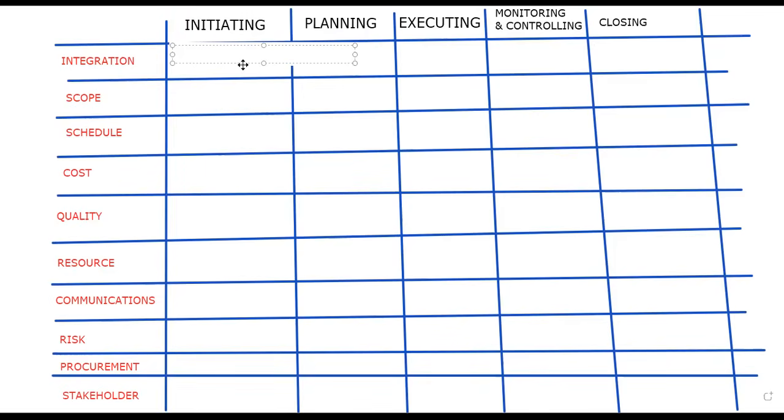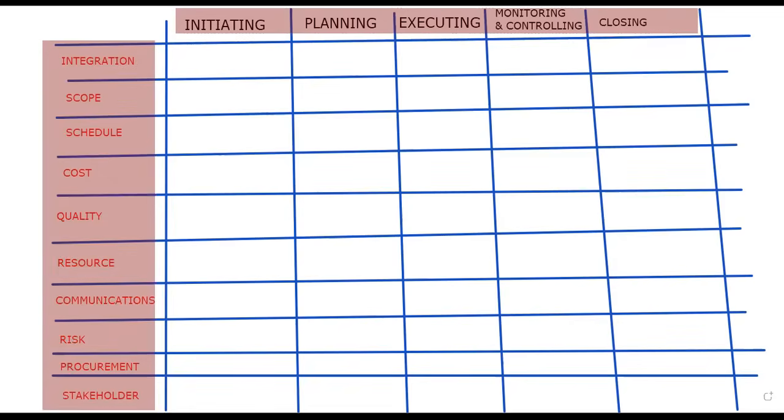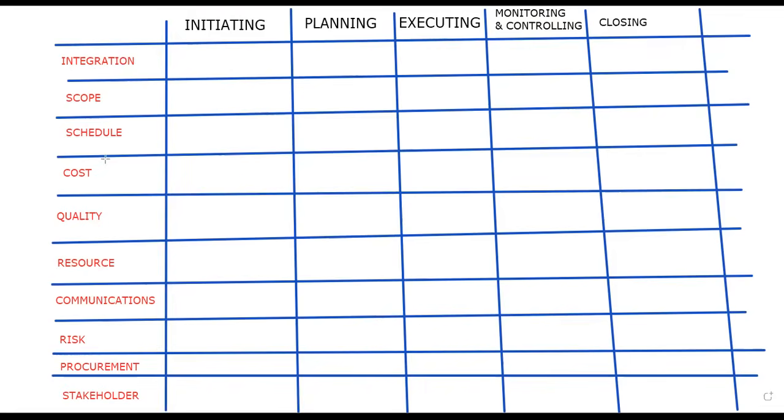In the boxes, I'm going to put processes. Just remember at the top, you have knowledge areas. These here are knowledge areas. That's what they're called. Beg your pardon. These are process groups. And these at the side are knowledge areas. So just keep that in mind. 10 knowledge areas, 5 process groups. And then in the boxes, we have processes. So the first process is develop project charter.